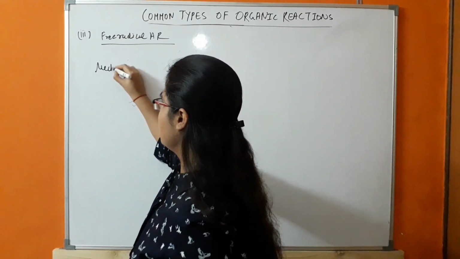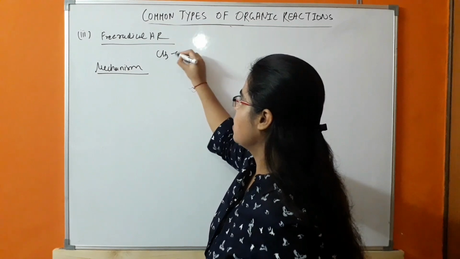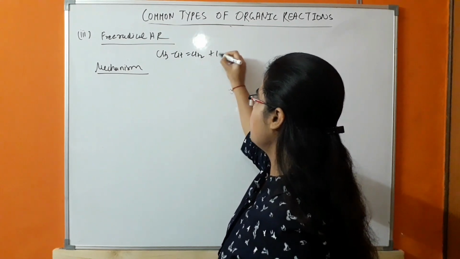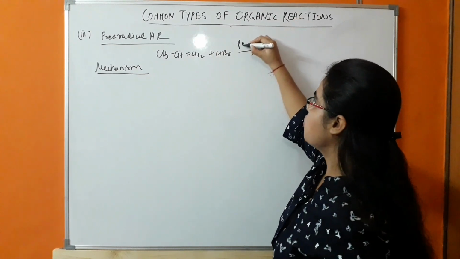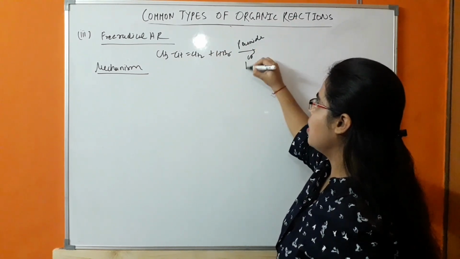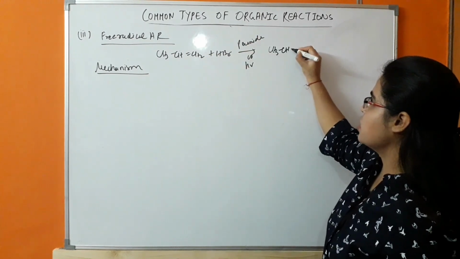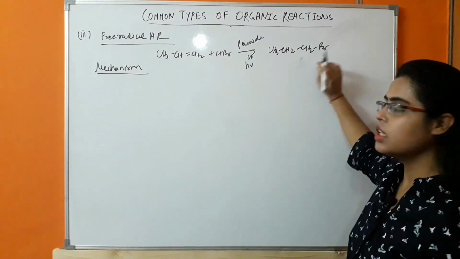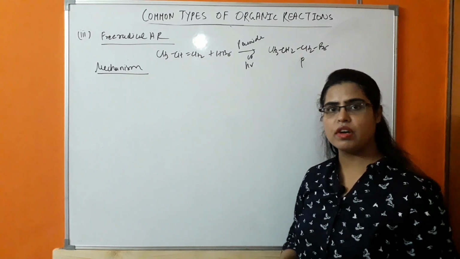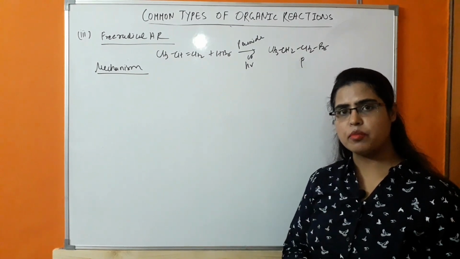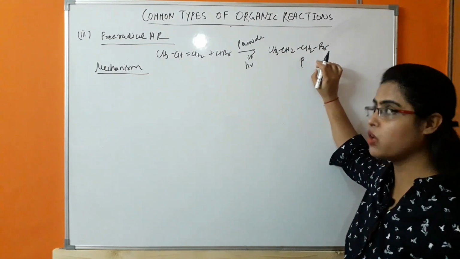First, the reaction you already know: CH3, CH double bond CH2, HBr. This will be occurring in the presence of peroxide or light. The reaction will form CH3, CH2, CH2, Br. This is a 1 degree alkyl bromide. In the previous case, in the electrophilic addition reaction, a 2 degree alkyl bromide is formed, but in this case a 1 degree alkyl bromide will be formed because of the free radical.